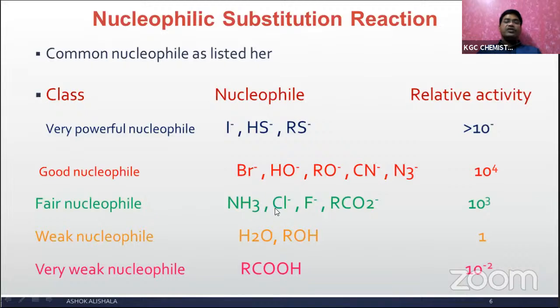Fair nucleophiles: ammonia, chloride, fluoride, and the carboxylate ion. Weak nucleophiles are water and alcohol. See, what is the reason here from here to here?